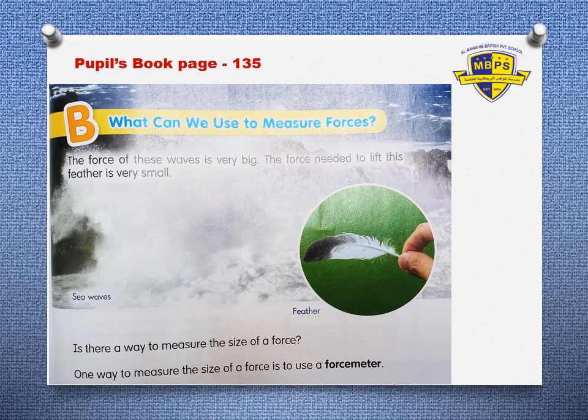Okay, grade 2. Everyone ready with your pupil's book and open page number 135 and write the date on the top. Today we will be doing, in the forces section B, what can be used to measure forces, what things we can use to measure forces. As you can see in the picture, the force of these waves is very big. The force needed to lift this feather is very small. So is there a way to measure the size of a force? Is there anything with which we can measure the size of the force?